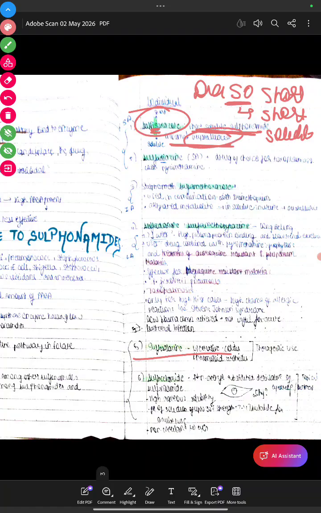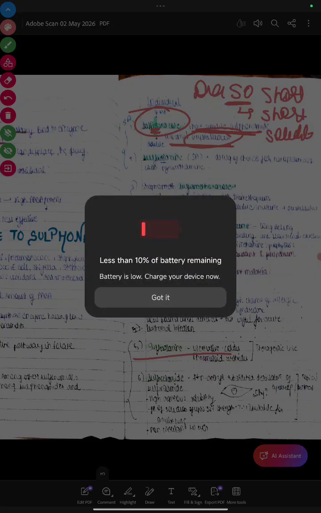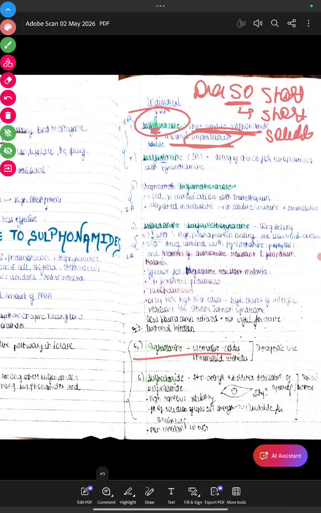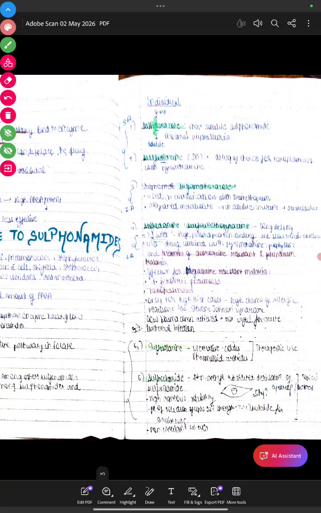What is crystalluria? When these sulfonamides get metabolized, they produce acetylated metabolites, and these acetylated metabolites are insoluble in urine. So they will form crystals, and that's why it is called crystalluria. But since sulfisoxazole is soluble, it will produce minimal crystalluria. That is one of the advantages of sulfisoxazole. Then second is sulfadiazine. Again, diazine is a short acting drug.